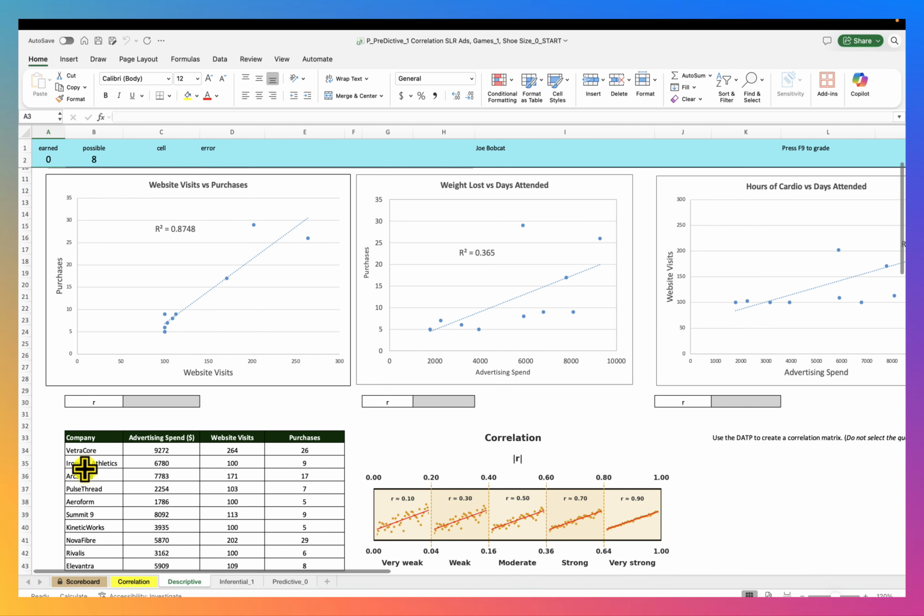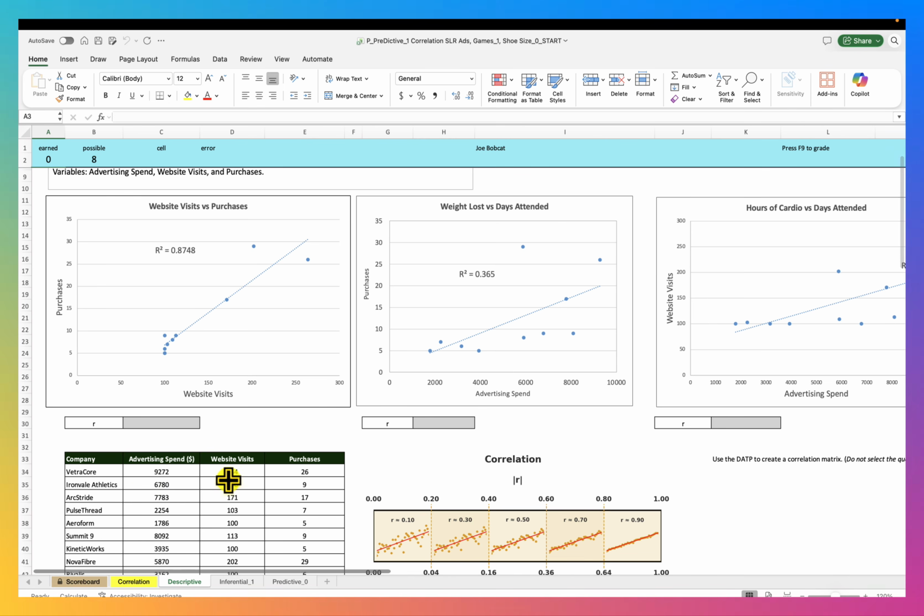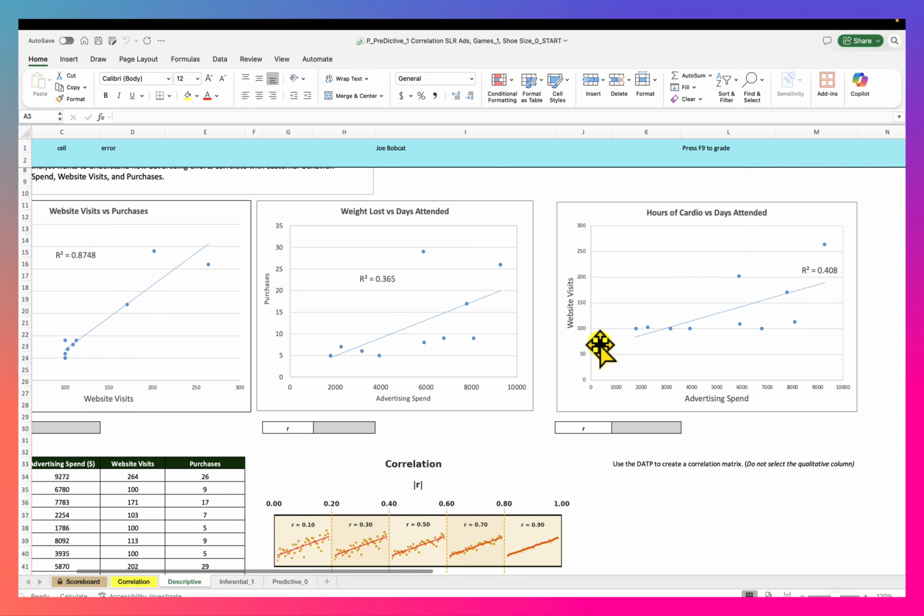And you can see the data is down here for a series of athletic wear, sort of fake name athletic wear companies. And you've got the advertising spend, the website visits, and the number of purchases. If we were to plot two of these at a time in graphs, we'd end up with three graphs. We'd have website visits versus purchases. You can see the correlation there. Looks like a pretty high correlation, right? Everything's along or close to the line. Advertising spend versus purchases, a little looser correlation, and advertising spend versus website visits, about the same as this one.